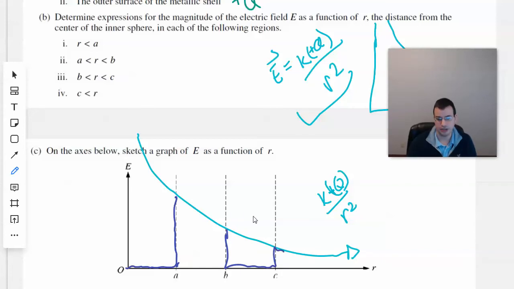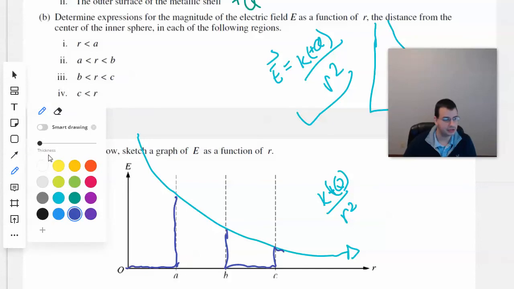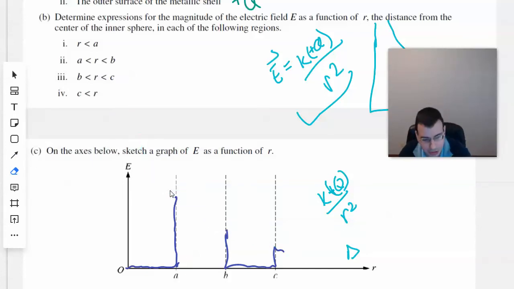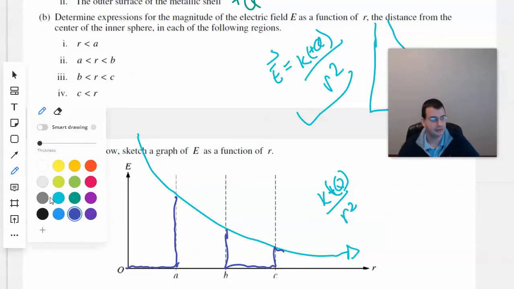Do I have an eraser button? Ooh, eraser. Oh no, I didn't want to erase the whole thing. How tragic. Okay. I'll leave that then.